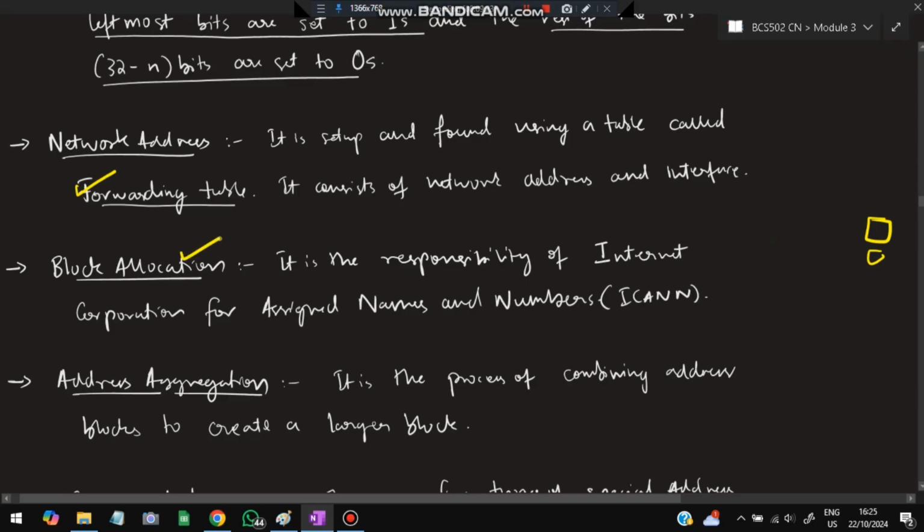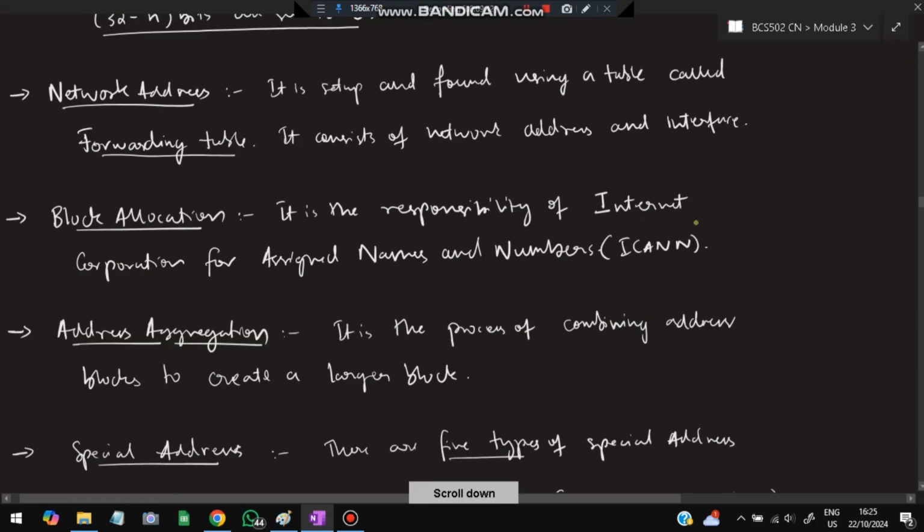Okay, next is the block allocation. Once we have specified the network, we need to allocate some blocks of data for transferring the data, right? So those blocks are assigned by using notation. That all is handled by ICANN, Internet Corporation for Assigned Names and Numbers. Okay, block allocation is done by ICANN. There are some types of block allocation as well. We'll be looking at them in a few seconds.